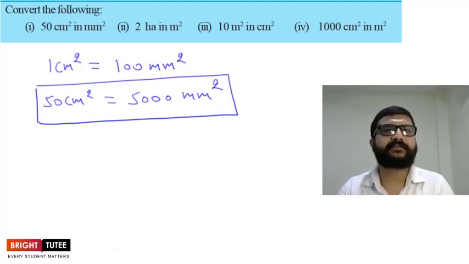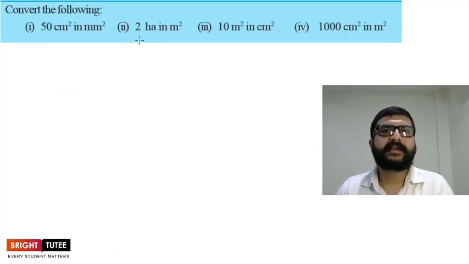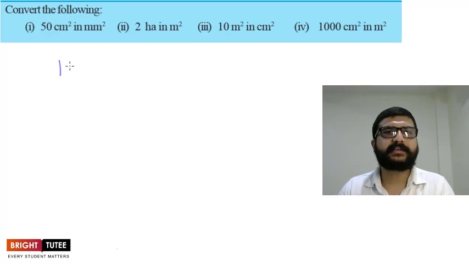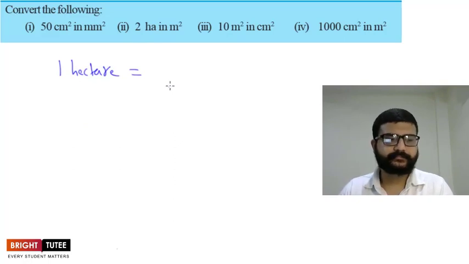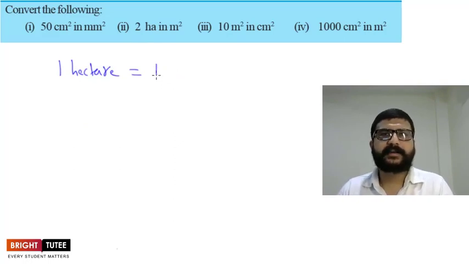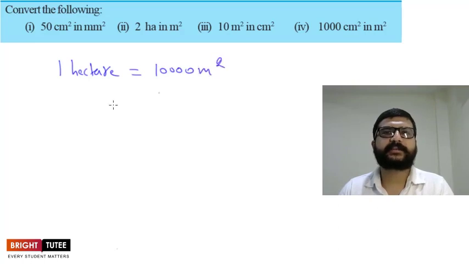Now let's see the second part of the question. It is 2 hectares into square meters. Now as we have seen, 1 hectare was equal to 10,000 square meters. So what can we say about 2 hectares? So 2 hectares will be equal to 20,000 square meters.